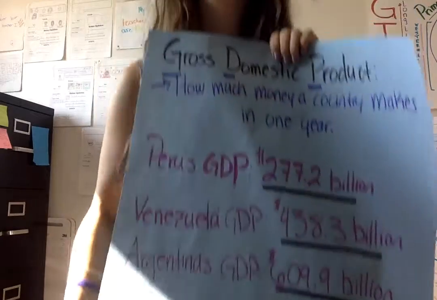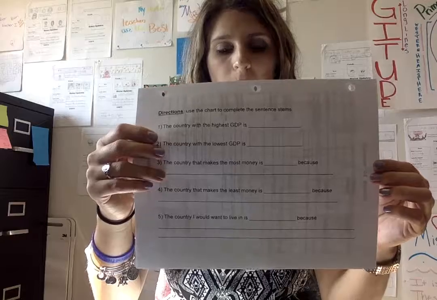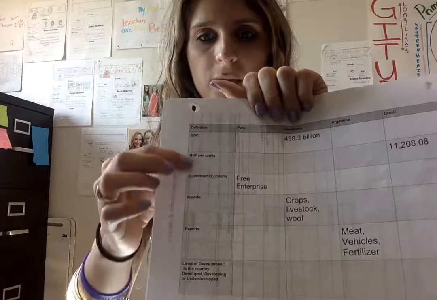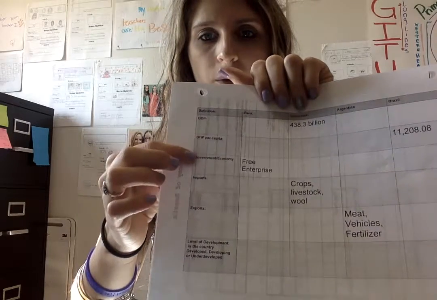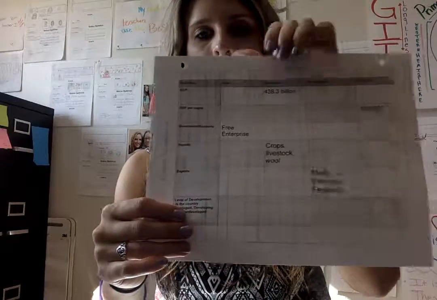Okay? So our student expectation with this assignment is to be able to determine the level of development in the different countries of South America. You're going to do this by doing a gallery walk outside and filling in information here. We are going to do questions, sentence stems on the back when we come back inside. There is a question here, right here, where it says level of development. That you need to leave blank, okay? So we're only doing these five, the first five: GDP, GDP per capita, government and economy, imports and exports. The last one you're going to leave to yourself, okay?